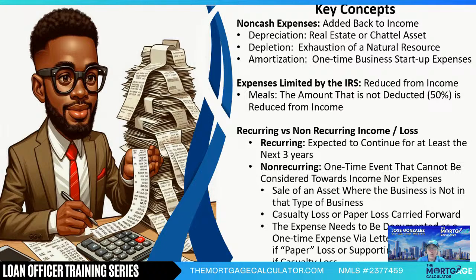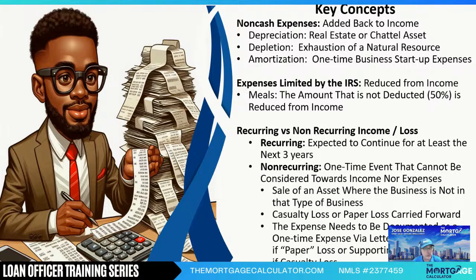So first, what do we mean by recurring? Recurring means that item, whether it's an expense stream or income stream, is expected to continue for at least the next 3 years. Remember that 3-year rule that we have. And then non-recurring means that it's a one-time event that cannot be considered towards income or expenses.